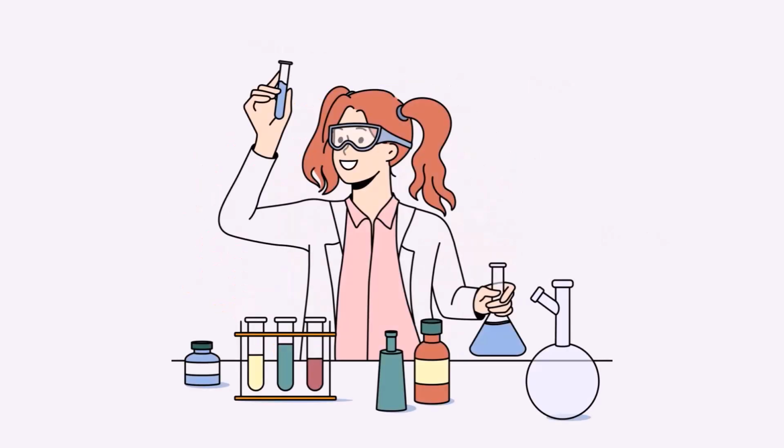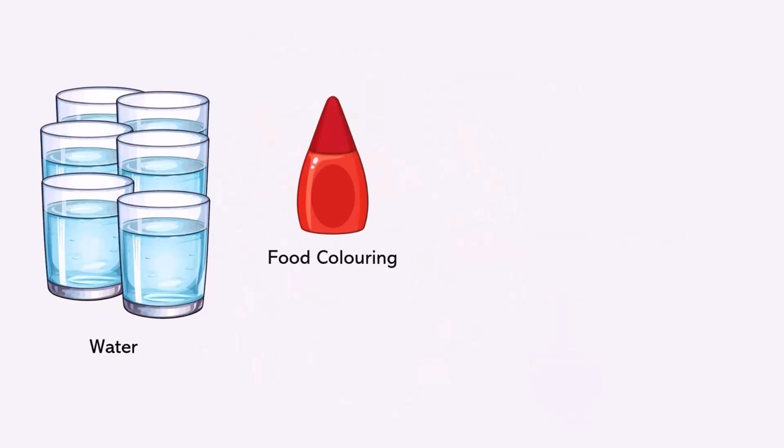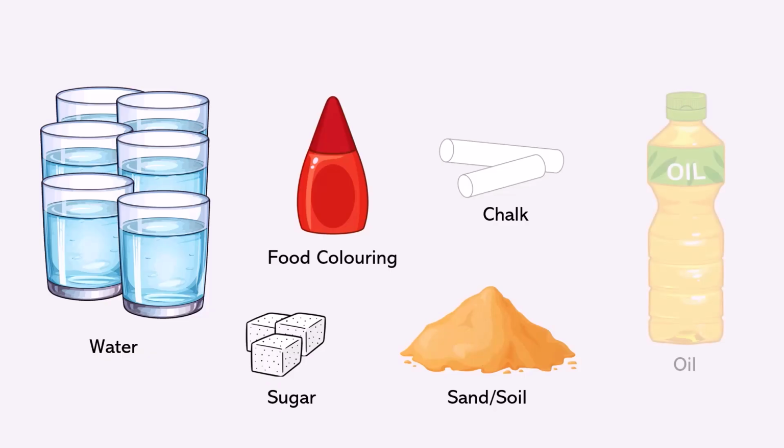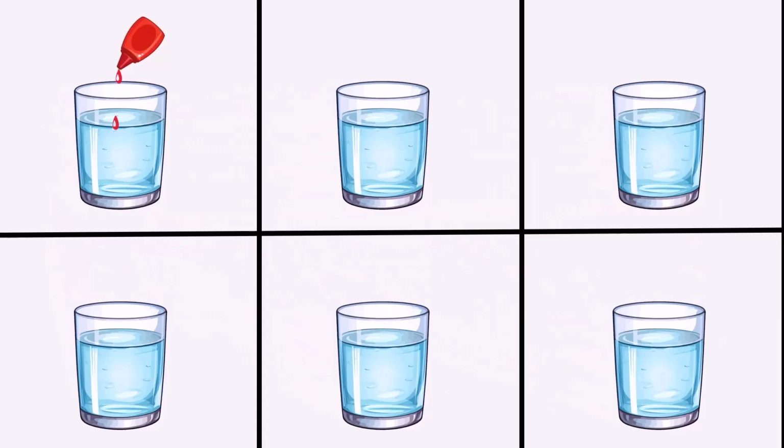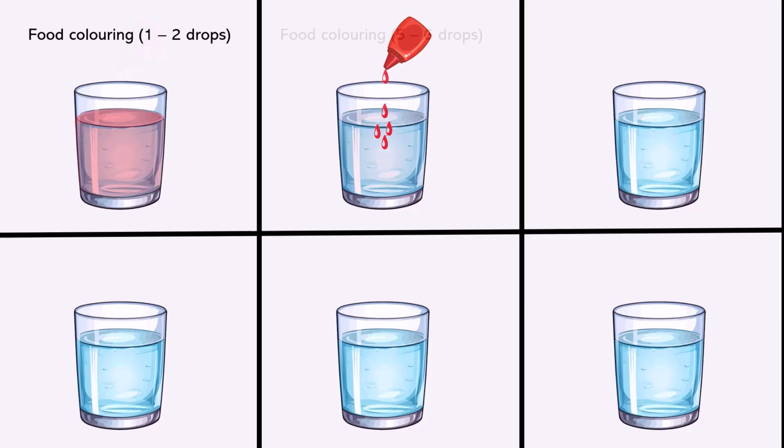Okay, let's get experimental. We need 6 small glasses of water, food coloring, sugar, chalk, soil or sand, and oil. In the first glass, mix 1 to 2 drops of food coloring and stir. In the second, add 5 or 6 drops of food coloring and stir.